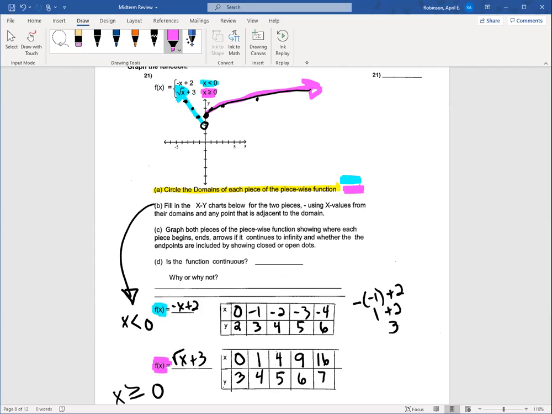Okay, and then the question is, is this function continuous? No. There is a gap at x is equal to 0. Remember, it's continuous if you can trace it from left to right with your pencil and you don't have to pick up your pencil off the paper to jump to the next piece of the graph. I have to jump from here to here. There's a jump. So that's a big no.